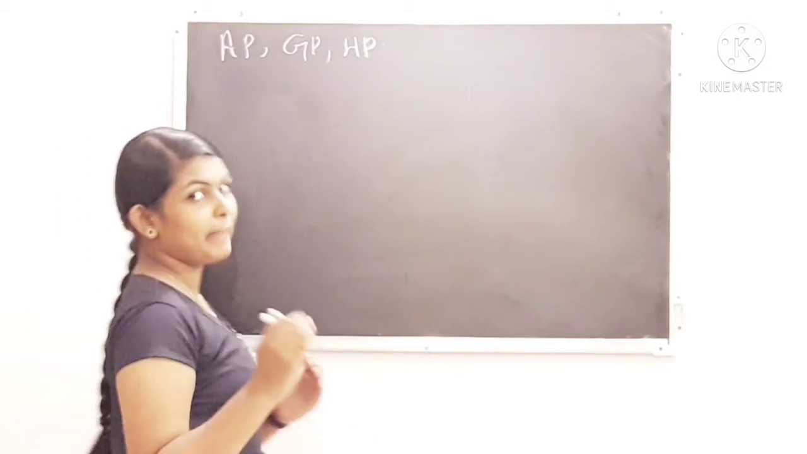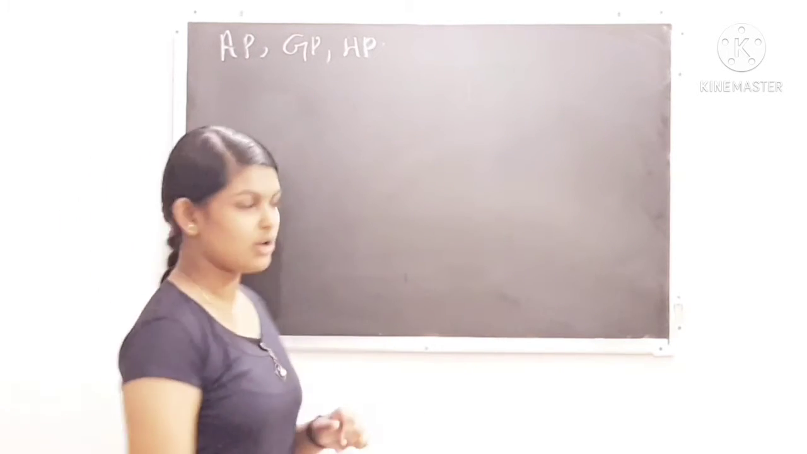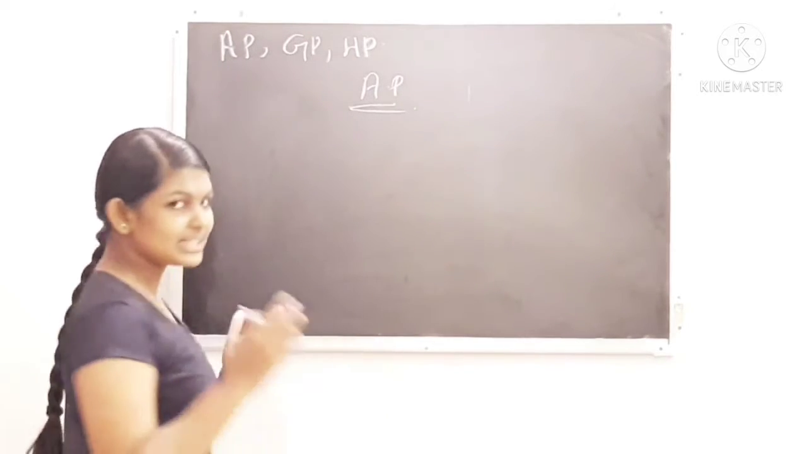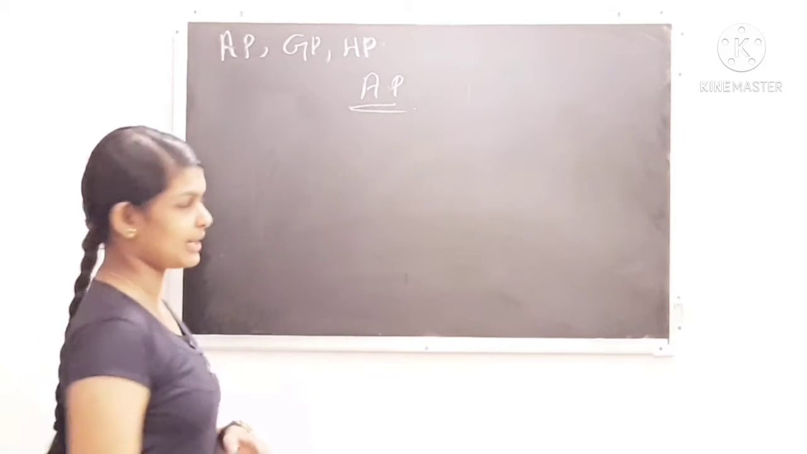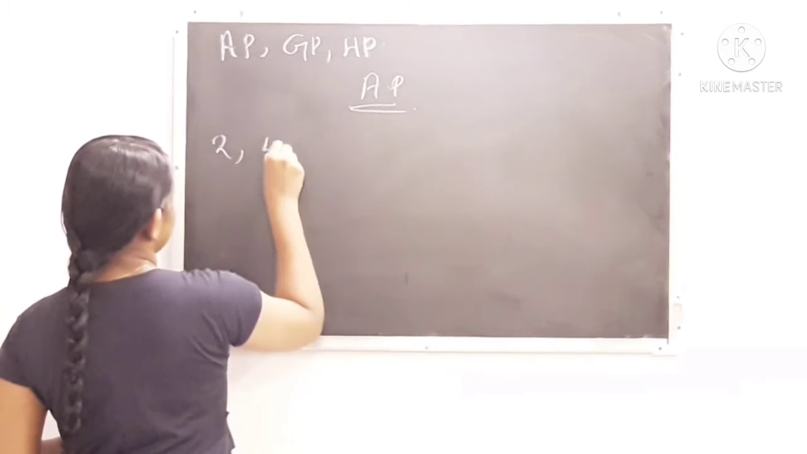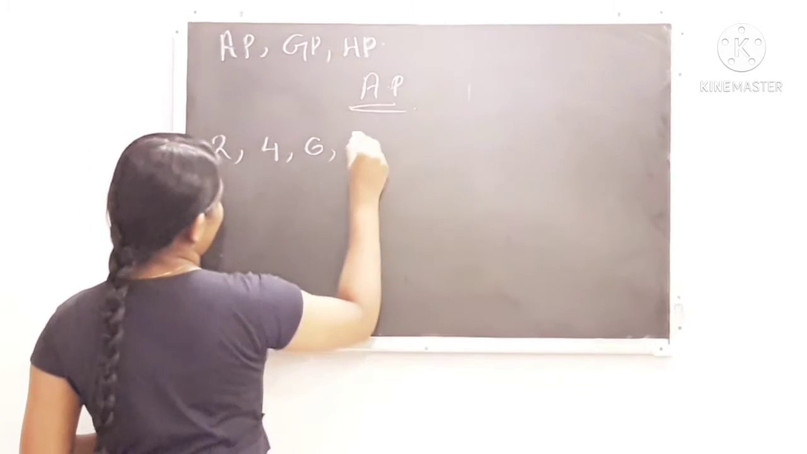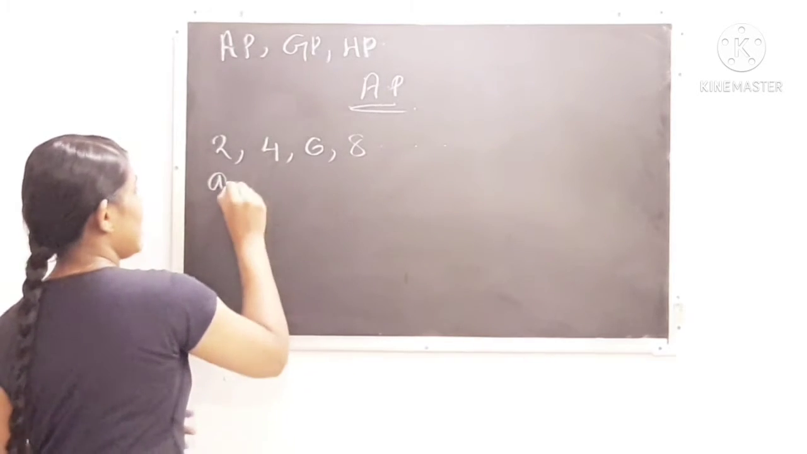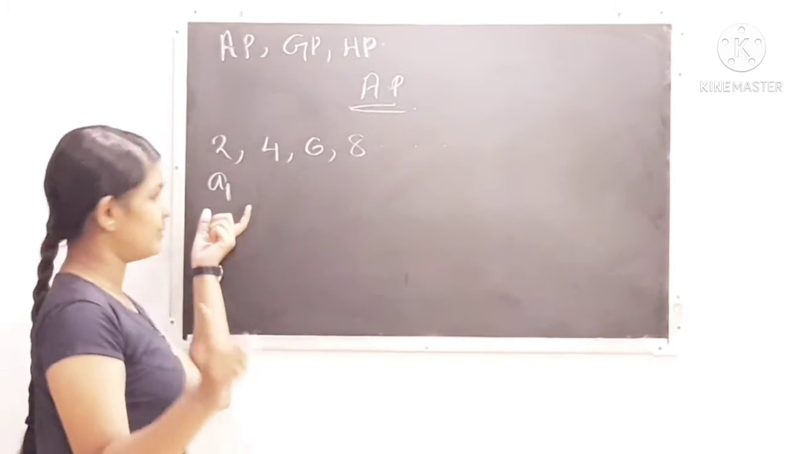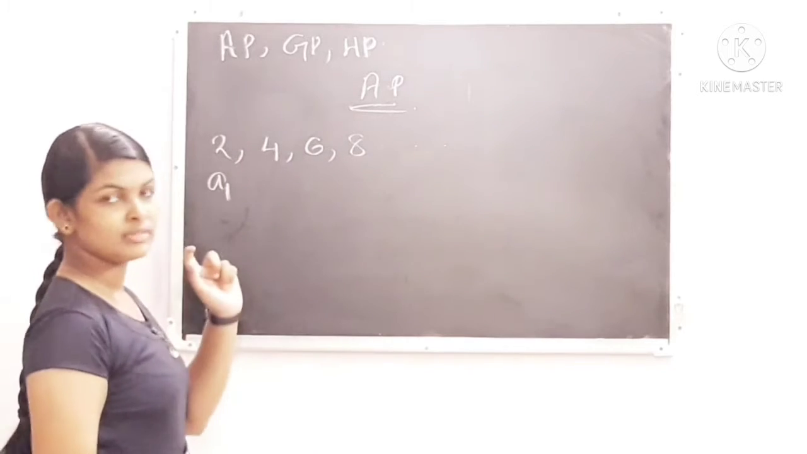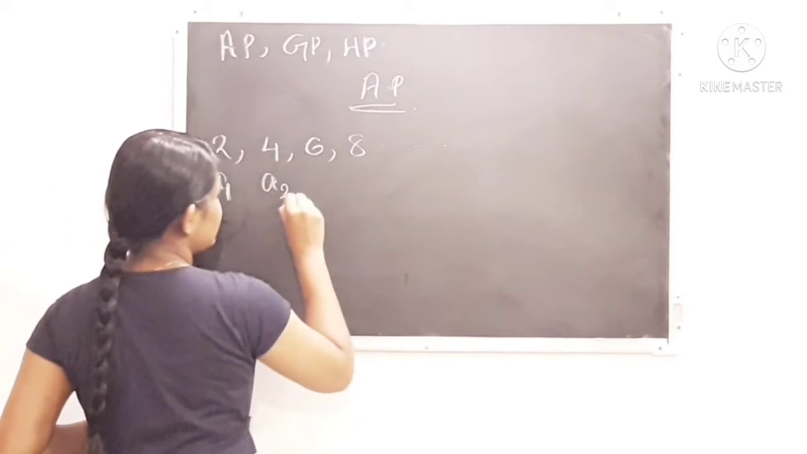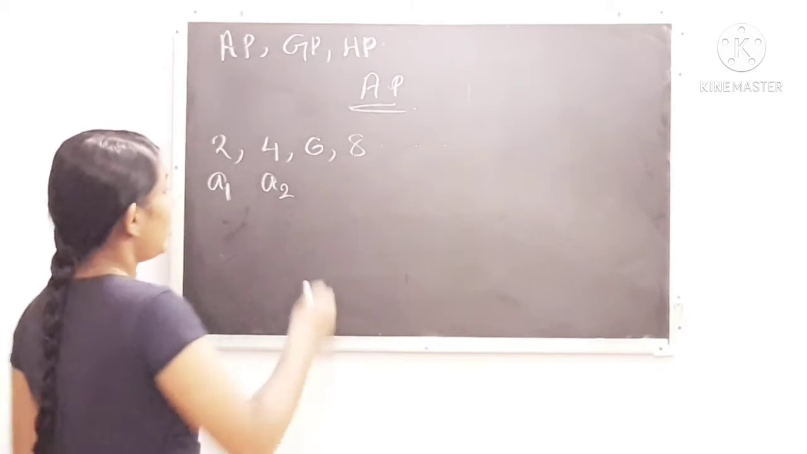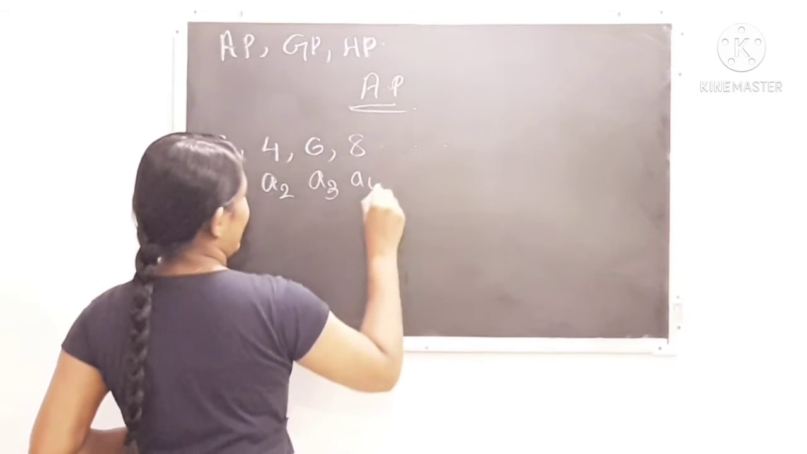In this chapter, we are mainly discussing arithmetic progression. So we can just take an example for this arithmetic progression: 2, 4, 6, 8, etc. As earlier said, we can represent the first term as A1. Here the first term is 2. This can be represented by A2, which represents the second term of this sequence, and that is 4. And this is A3, A4, etc.